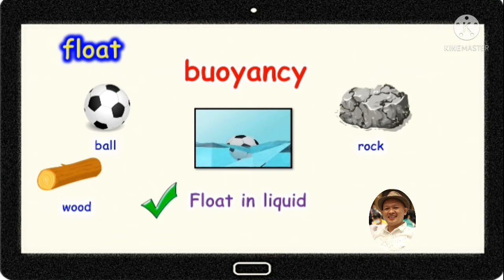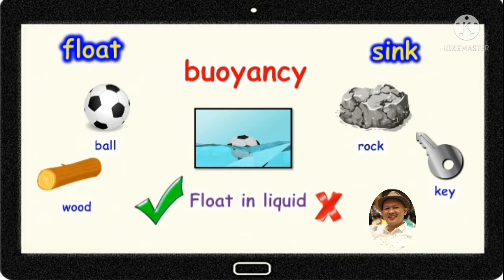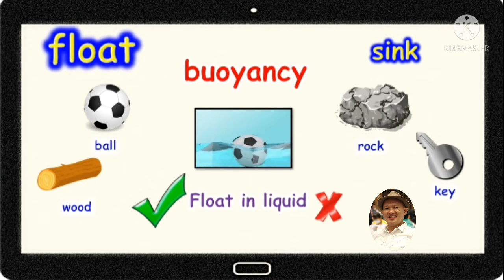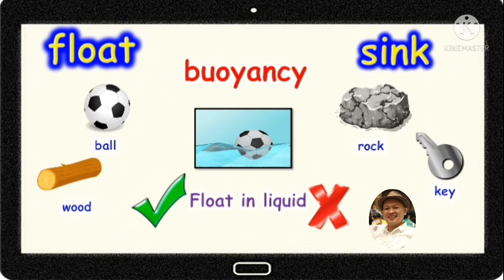Unlike rock and key, which are materials that cannot float on liquid because they sink in liquid. Ball and wood can float on liquid, while rock and key cannot float because they sink in the liquid.